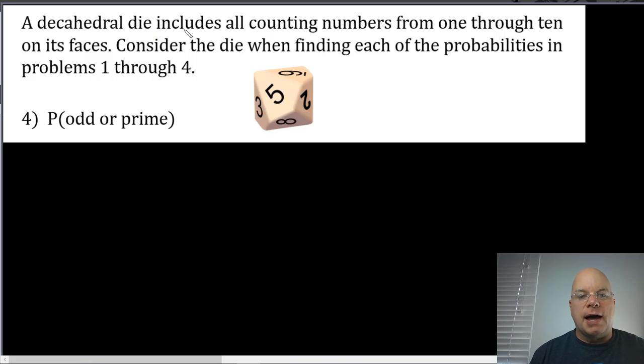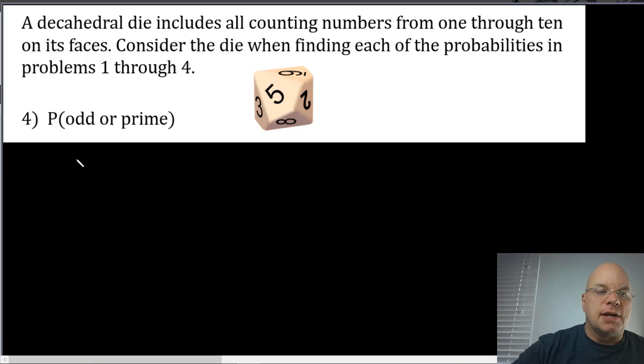A decahedral die, that's a 10-sided die, there are 10 faces. Include all counting numbers from 1 through 10. Consider the die when finding each of the probabilities in problems 1 through 4. So problem 4 says we want the probability of rolling an odd number or a prime number.